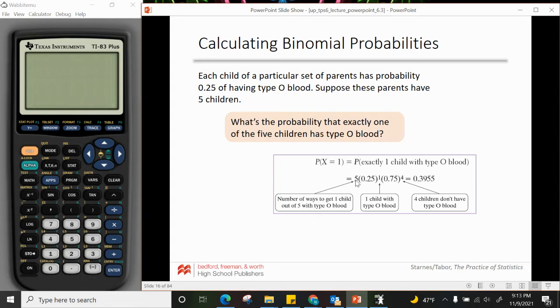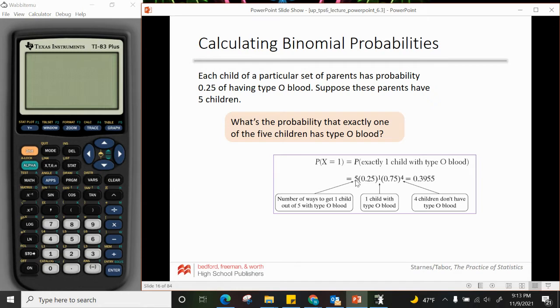So that number out in front, right? There are 5 different ways that could happen. Either the first kid could have it and all the others don't. The second kid can have it and nobody else does. The third kid could have it, the fourth kid could have it, or the fifth kid could have it. Those are the only 5 ways to get one child to have type O blood.